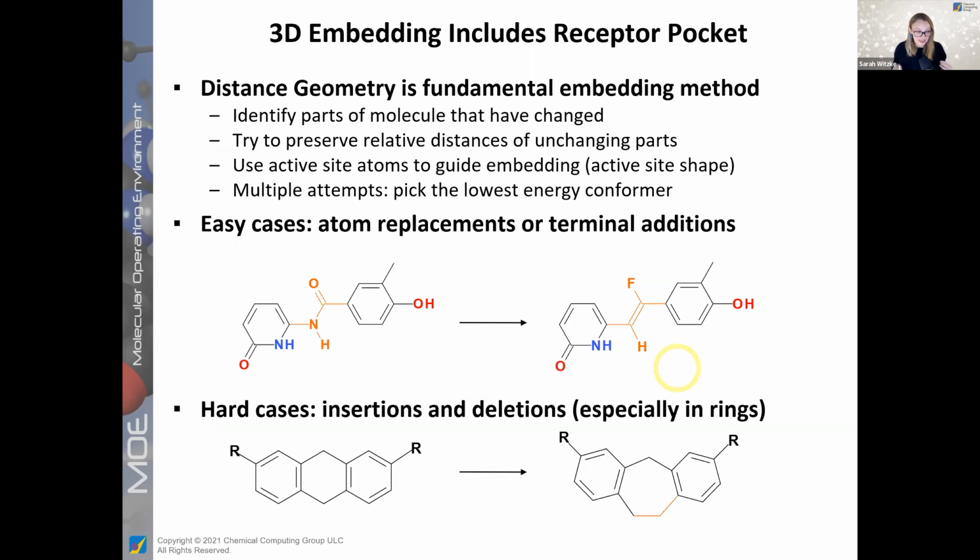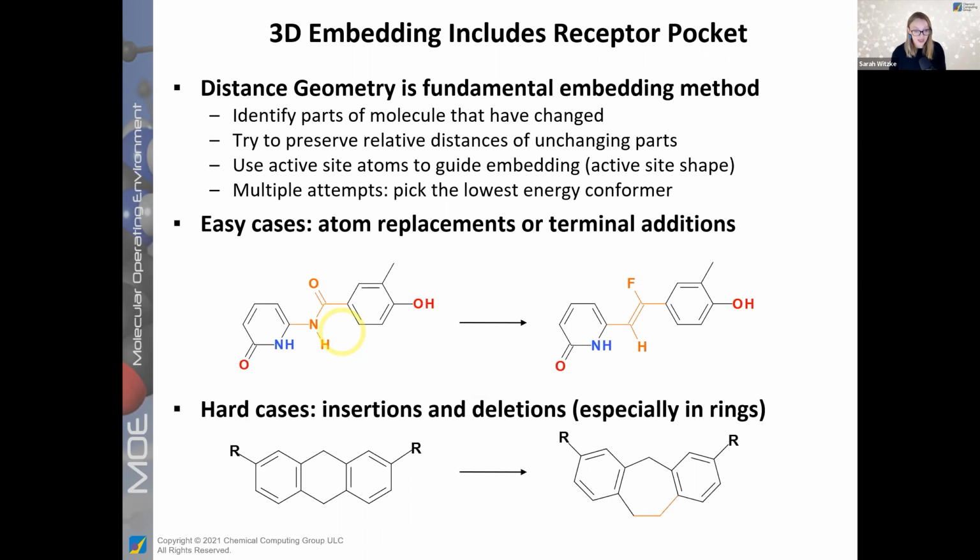There are easy cases to do 3D embedding on. So here in the middle of the slide, you see one of the transformations we looked at before, amide to a vinyl fluoride. Again, they were very similar. They were similar size. They had the similar exit vectors out. That's an easy case of replacing. If we have changes to the terminal ends of the molecule, that's also relatively easy to deal with.